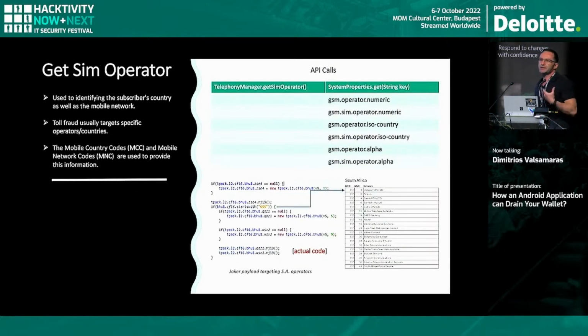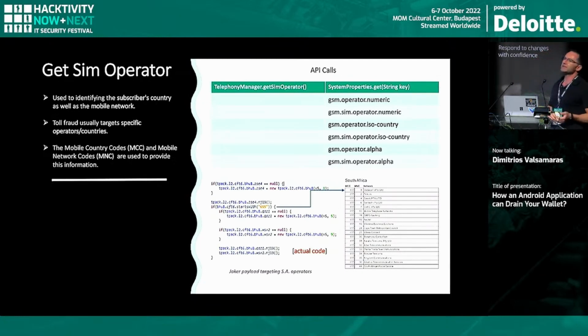So let's see how these things are taking place now from the malware side. Before these steps start, one critical piece of information that the malware has to retrieve is the SIM operator, meaning on which SIM operator the device is registered. This type of information can be retrieved from a device by using the MCC or MNC codes and the specific API calls which I depict here.